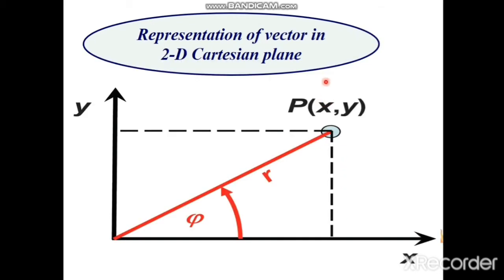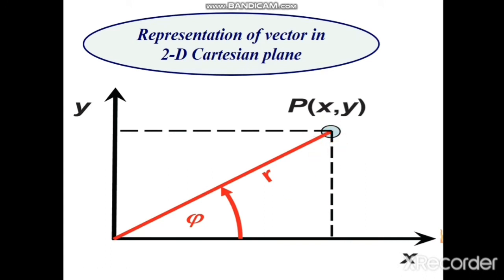Say x is 2 and y is 3, so we have to travel 2 meters or centimeters, whatever the scale we are using. We must have defined the scale first. So 2 meters along the x-axis and 3 meters along the y-axis. After that we will reach the point P.